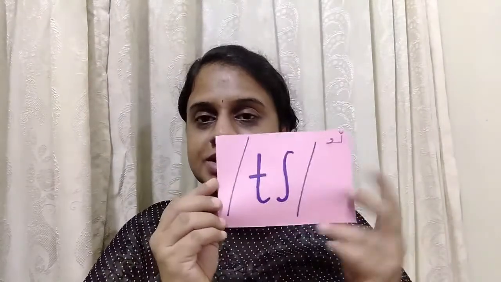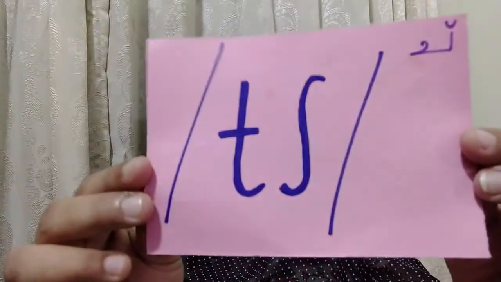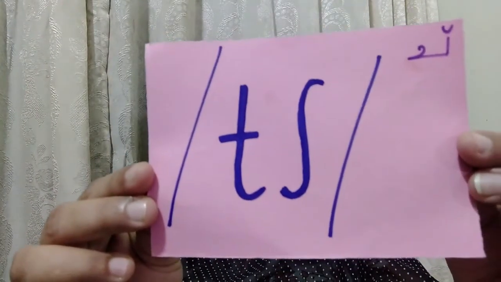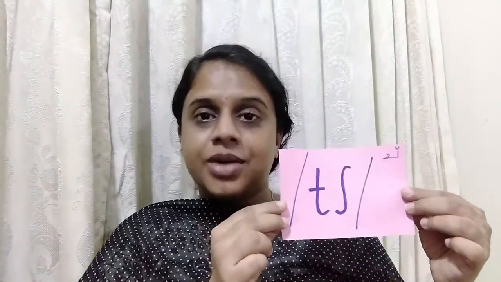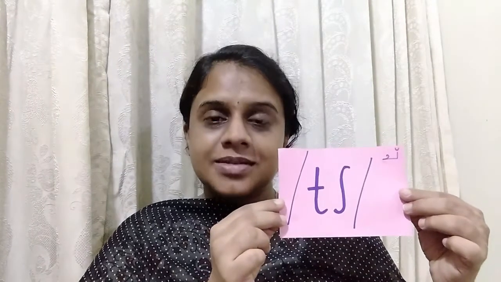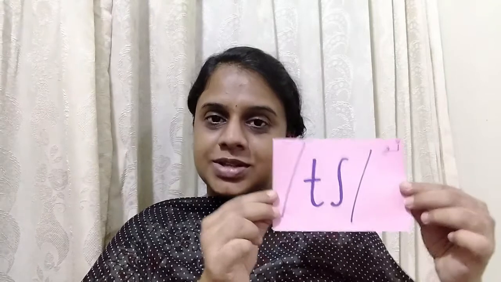Now we have another consonant which is a combination of two consonants, a combination of t and sh. We get ch. So ch as in the word chair, chin, cheek, etc.